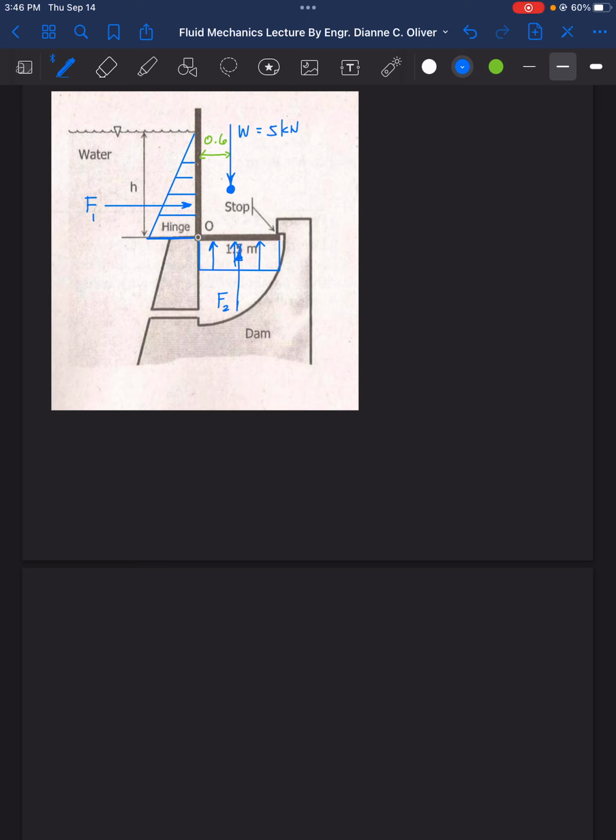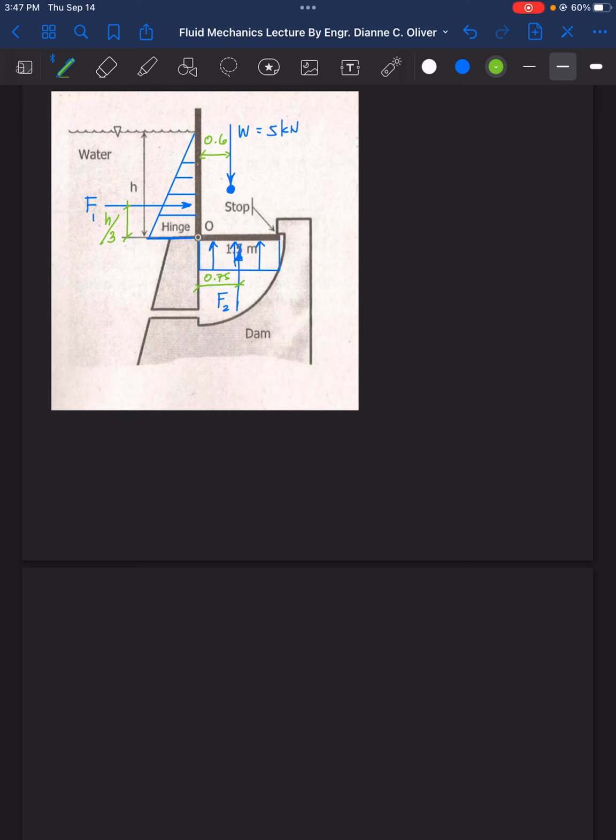Okay. So first, in order to find the value of H, we need to make a summation of moments at the hinge. Now, for the location of F1, this is H over 3. For the location of F2, that is 1.5 divided by 2, which is 0.75.